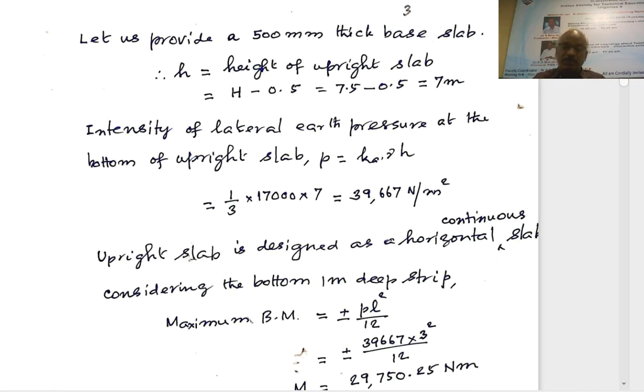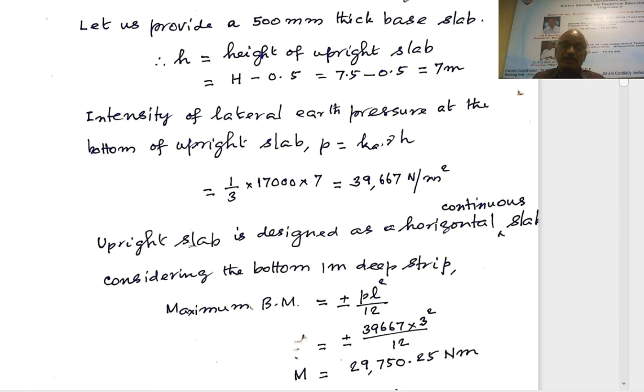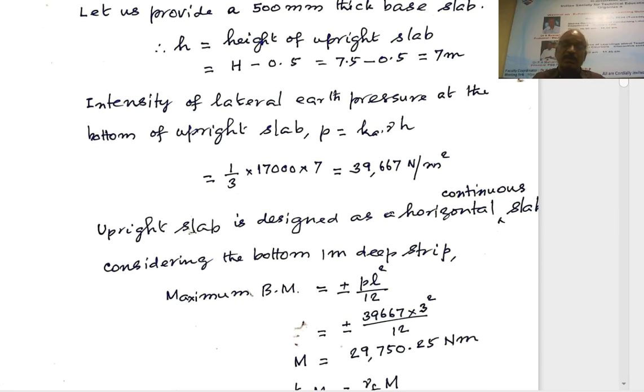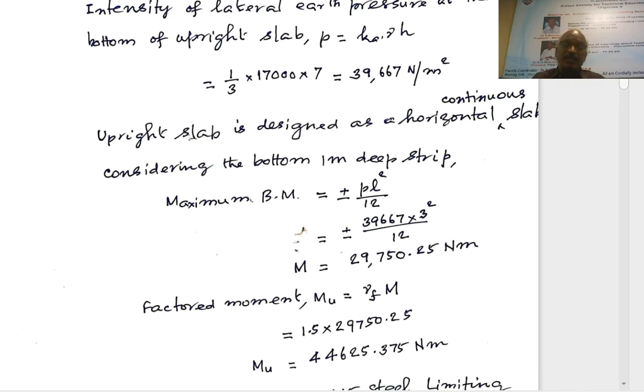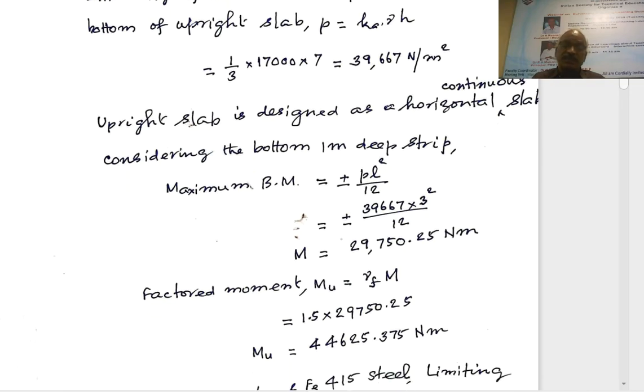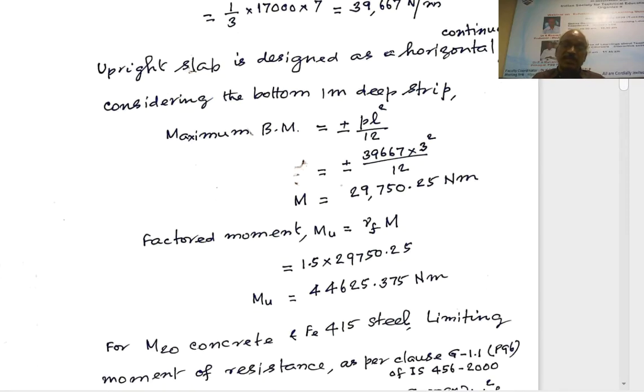Plus or minus PL square by 12. At the center, it is plus PL square by 12, causing tension away, and near the supports, it is PL square by 12, causing tension near the counterfort side. So plus or minus PL square by 12 is equal to 29,750.25, and the factored moment equals the partial safety factor times that moment, which is 44,625.375. So that's about the moment.